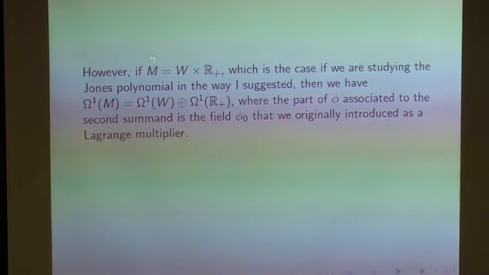However, let's go back to the case where N is W times R plus, which is the case that was relevant to the Jones polynomial. In that case, we have the same decomposition we used before: a 1-form on N is a 1-form on W plus a trivial 1-dimensional summand, 1-forms on R plus. And the part of phi associated with the second summand is the field phi 0 that at the beginning of this lecture was introduced as a Lagrange multiplier.